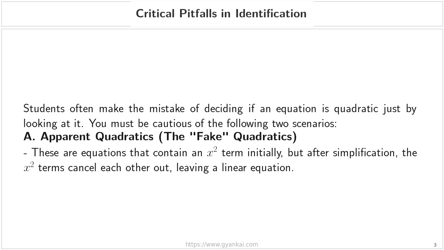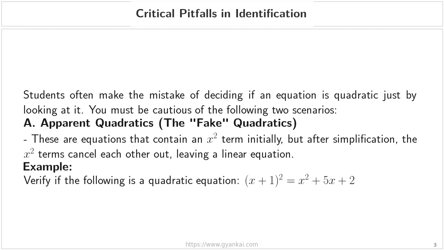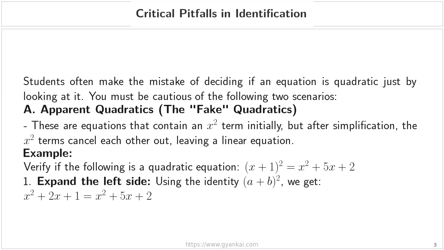These are equations that look like they contain an x squared term at first glance, but if you actually perform the simplification steps we just discussed, the x squared terms cancel each other out entirely, leaving you with nothing more than a linear equation. Let's walk through a concrete example together to see this in action. Suppose you are asked to verify if the following is a quadratic equation. The quantity (x plus 1) all squared equals x squared plus 5x plus 2. If you just looked at this, you might see that x squared on the right and immediately think quadratic. But let's follow our steps.